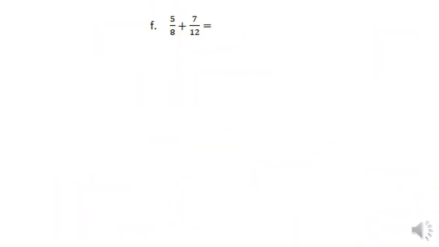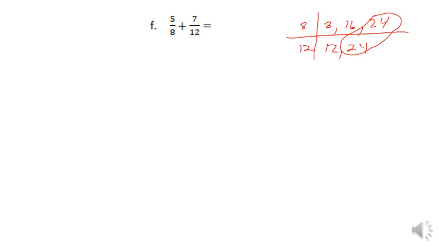Okay, and F. Once again, let's see if we can find a common multiple. We have 8 and 12. We'll have 8, 16, 24. And you know what? I can stop there because I know 24 is a multiple of 12. So I'm going to turn both these into 24s.